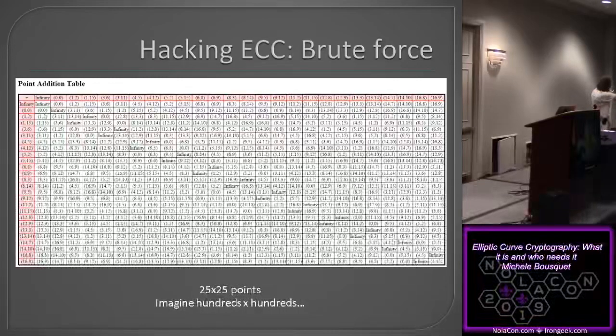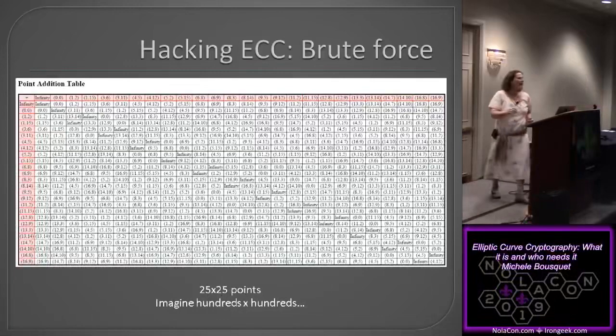But the tables have a mirror image aspect to them, where if you look across, adding it one way and adding it another way, you're going to get the same answer. But this is just 25 by 25 points. Now imagine if there were hundreds and hundreds, and the hacker had to calculate. So it's less hackable.